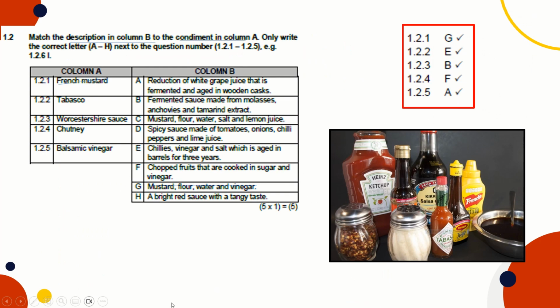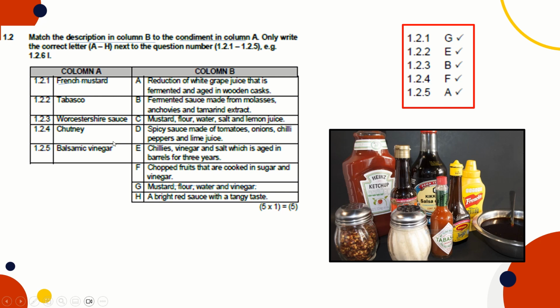Question 1.2, here you need to match the description in column B to the condiment in column A. And you only write the correct letter A to H next to the question number. Let's do the first one, a French mustard. The correct answer is G. It's mustard, flour, water, and vinegar.